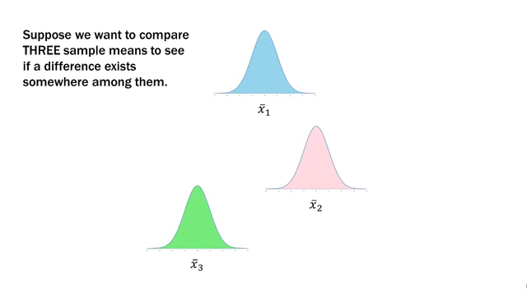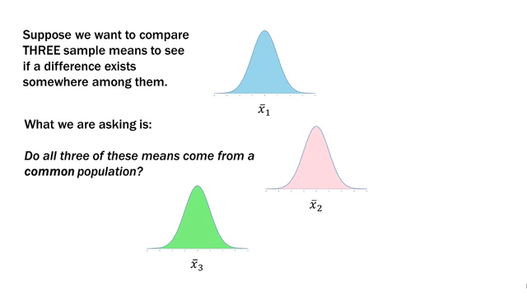So suppose we want to compare three sample means to see if a difference exists somewhere among them. Our first sample mean is up here in the blue, x bar sub 1. X bar sub 2 is our second sample mean here in the pink distribution. And then our third one is down here in the green. Each sample will have its mean and its own distribution. So what we are asking is, do all three of these means come from a common population?